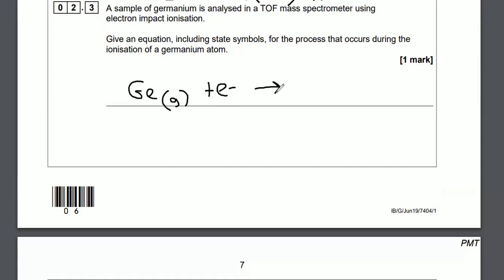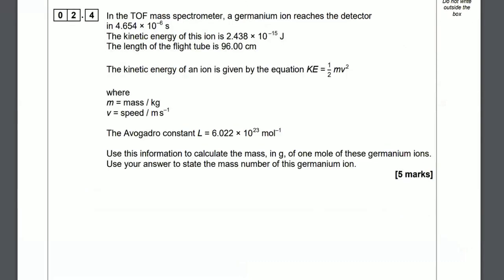It's hit by a beam of electrons from an electron gun that adds an electron that knocks an electron off of the germanium. It rams into it and smashes an electron from the outer shell. So we don't just get the electron from the electron gun, but we get the electron that's knocked off as well. So we've got 2 electrons on the right hand side. Don't forget the positive sign for the germanium. It's now an ion, and the gaseous symbols are important too.